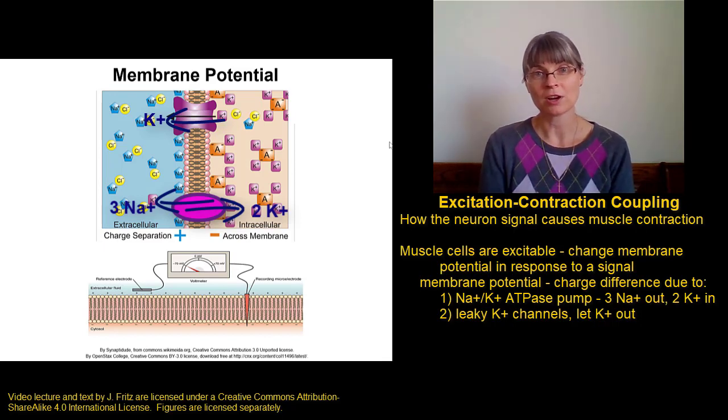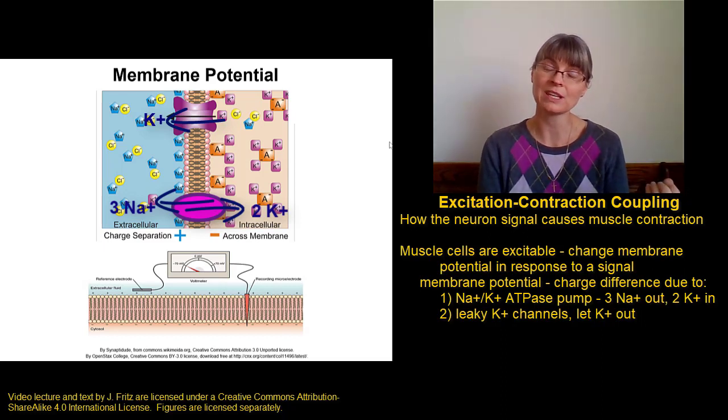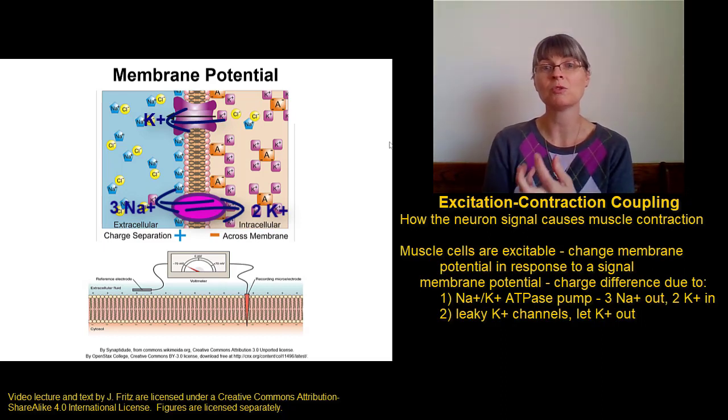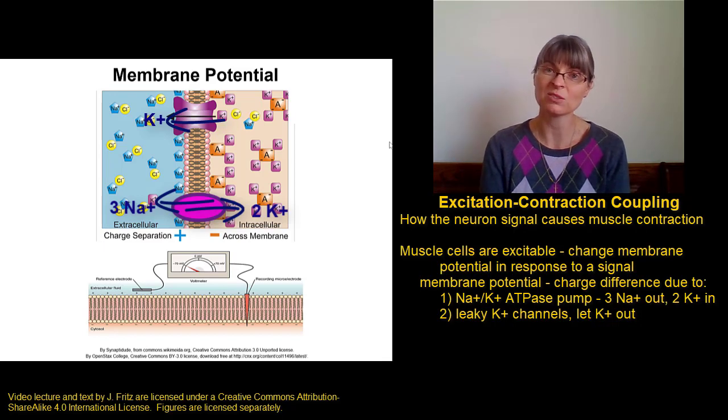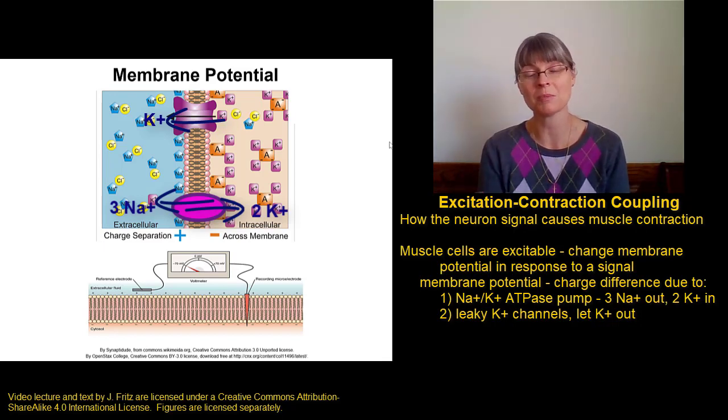Potassiums have a positive charge, so as these potassiums are moving to the outside of the cell through the leaky channels, positive charges are moving from the inside to the outside. That gives us even more positives outside the cell and even fewer positives inside the cell.